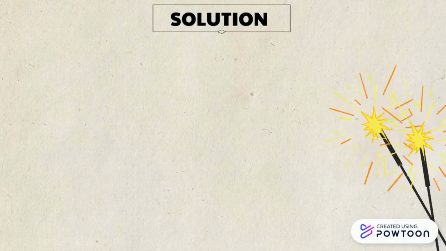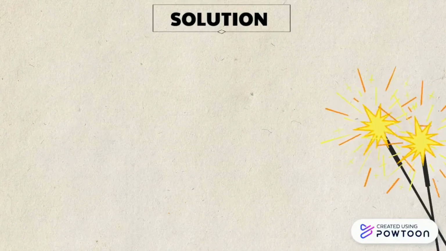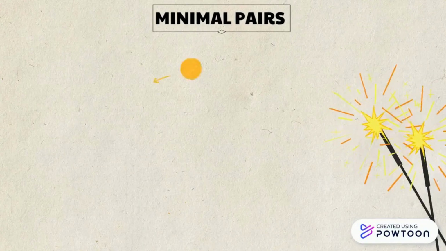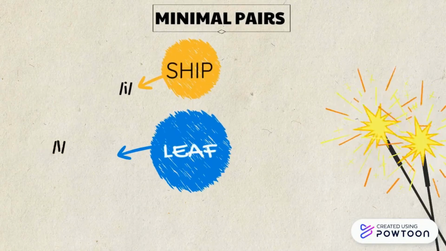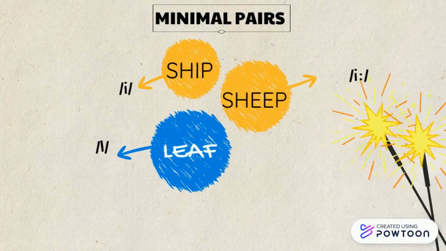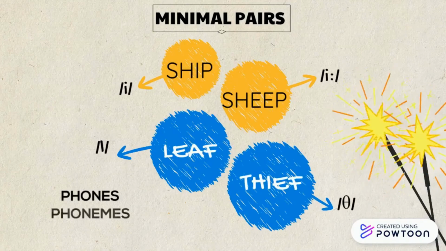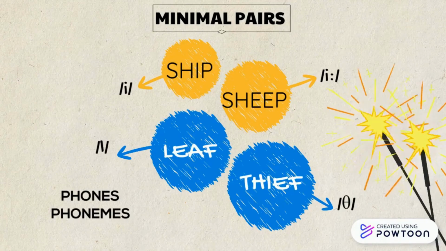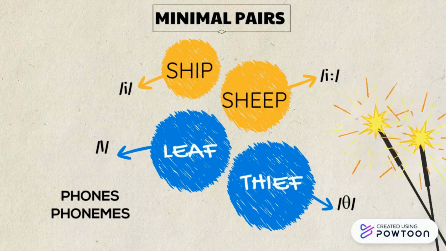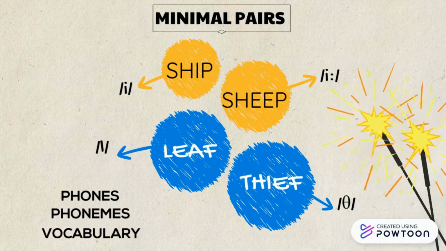To solve the problems students have with phonology and phonetics, teachers and linguists use a simple, pretty well-known methodology: minimal pairs of words. But why do they use them? It's because with this, students can distinguish both the phones, which are the sounds, and the phonemes, which are the basic units in the words that are displayed in the pair, while also learning some vocabulary.